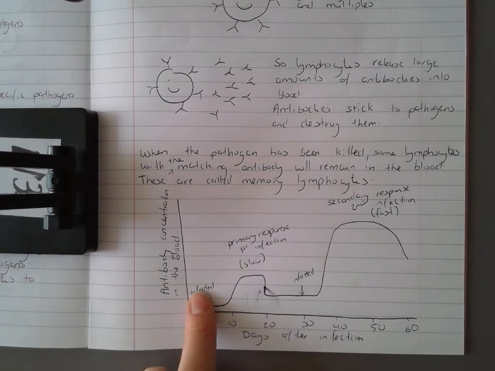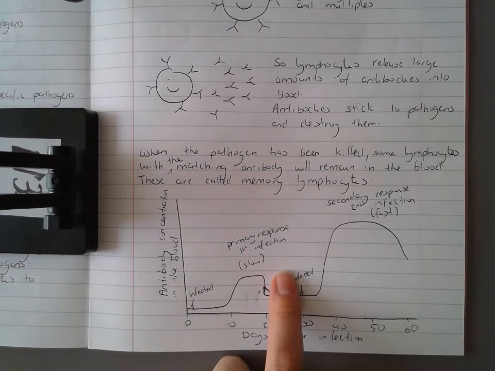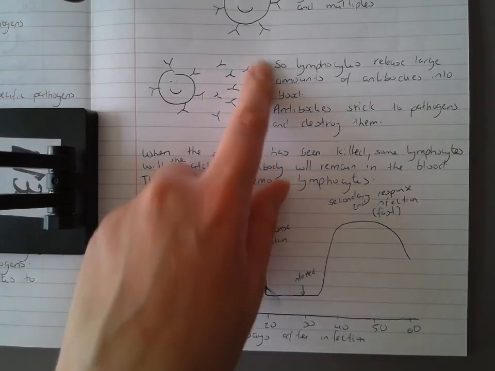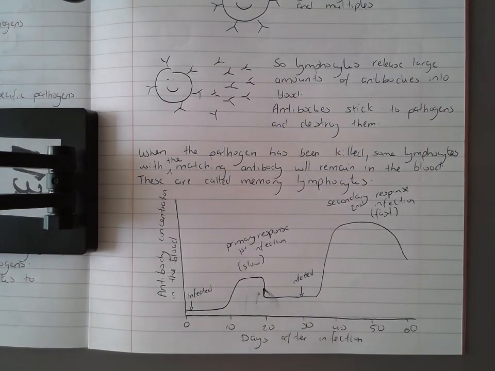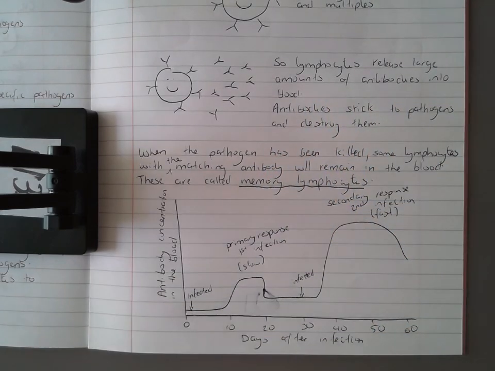You'll feel it the first time you get infected because it takes your body a long time to fight it, and you'll feel the symptoms. The second time you get infected by the chickenpox virus, you've already got those memory lymphocytes that can produce the right antibodies. They kill the chickenpox virus straight away, and you don't even feel sick. Okay, so they're called memory lymphocytes. If you've been infected with something once, they will remain in your blood. They will enable you to fight it much, much quicker the second time.